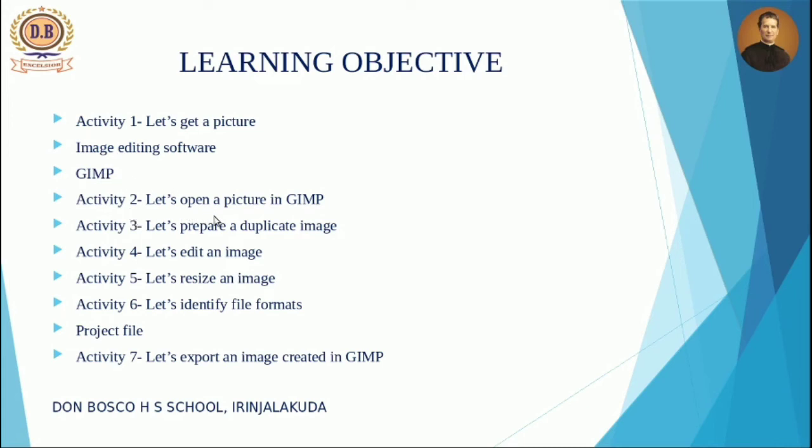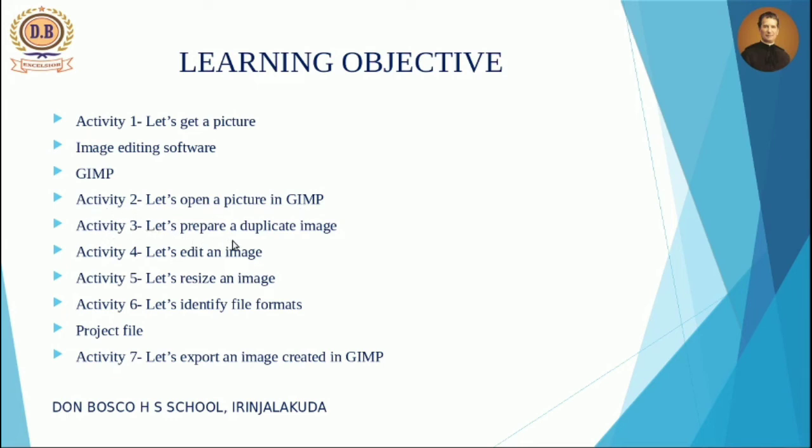Then we have done an activity, that is how to open a picture in GIMP. We have two methods. Either we select that image, right click on that image, then click on open with other applications option, then select GIMP. That is one method. And the second method is to open the GIMP software, from that click on file menu, then open option, and from that select the image. So those are two methods for opening a picture in GIMP.